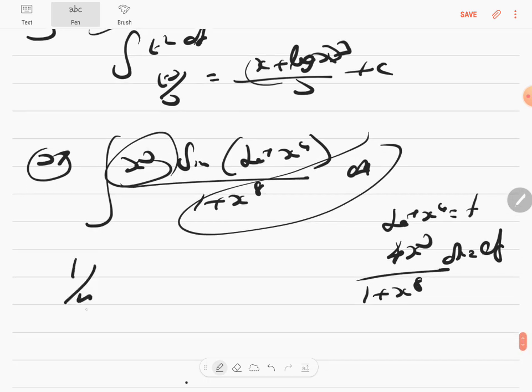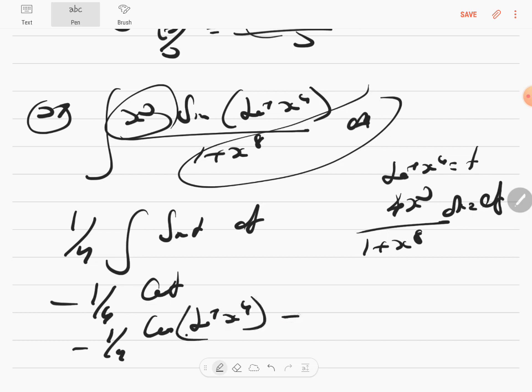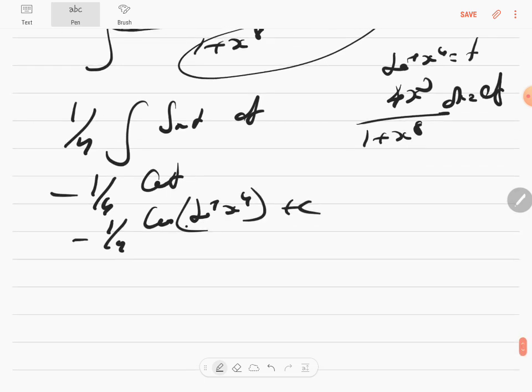So 1 by 4 into sin t into dt. And integration of sin t is nothing but minus cos t. Minus 1 by 4 into cos of what is t? Tan inverse of x to the power 4 plus c. So let's go to next question.